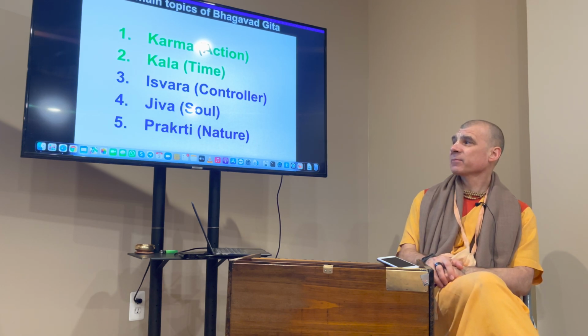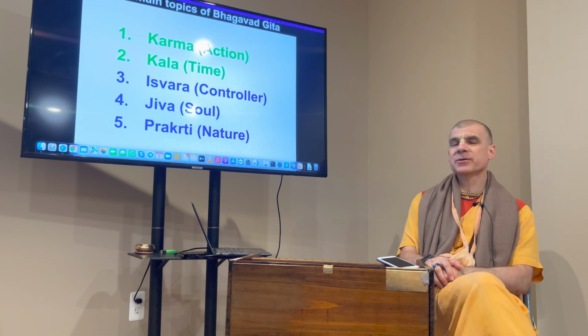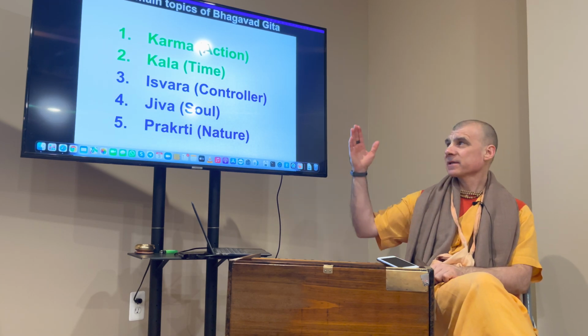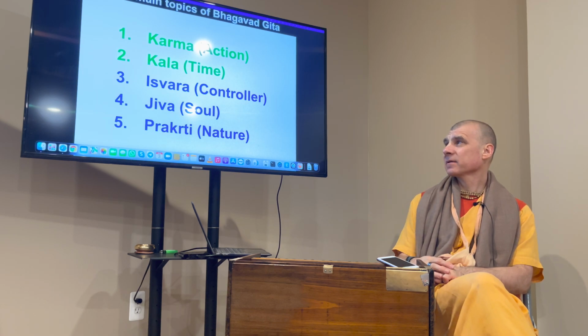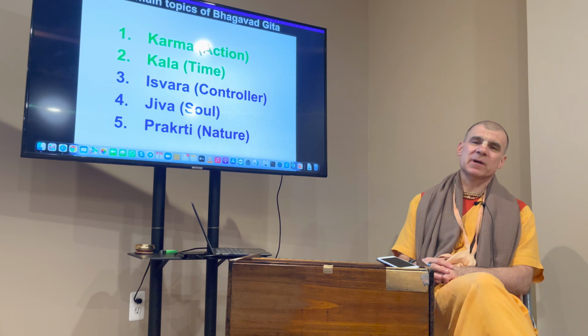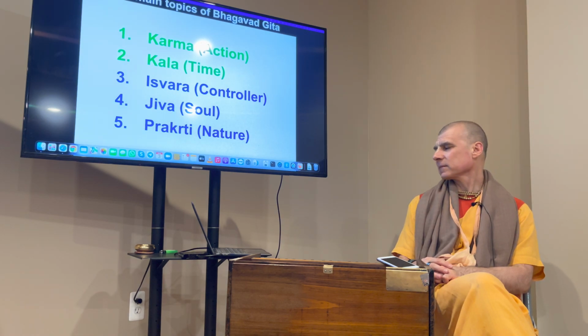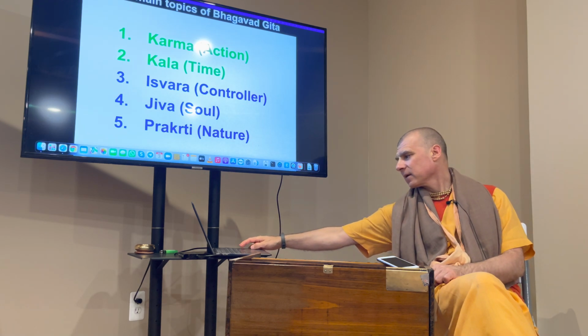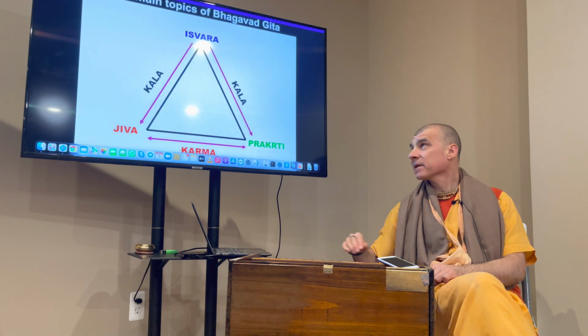And now, looking at the introduction to Bhagavad Gita, there are 5 topics mentioned by Srila Prabhupada: Karma, Kala, Ishvara, Jiva, and Prakriti. Activities, time, controller, soul, and nature. And there is a reason why they are divided into 2 parts by different colors, because Karma and Kala are connecting points for the main topics of Bhagavad Gita, which are Ishvara, Jiva, and Prakriti, and there is a connection between them.